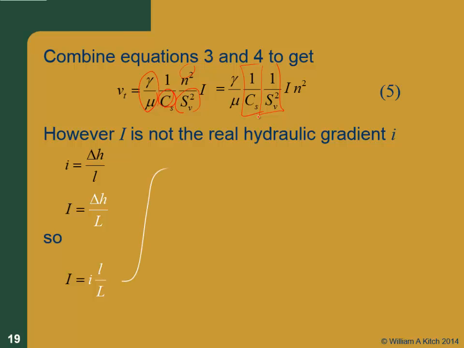And I'm going to define L over l to be this factor that I call the tortuosity factor. In other words, it's how tortuous the flow path is. So let's go back to that. It's just a lovely term, isn't it? Isn't that just a great term?